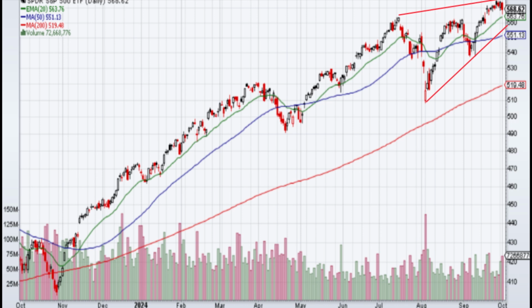For long positions, initial targets would be around the $570 resistance level, and if that breaks, we could look toward the $580 to $590 range as a more extended target. Short positions, on the other hand, would aim for the 50-day SMA at $551 initially and possibly the 200-day SMA at $519 if the bearish momentum accelerates.